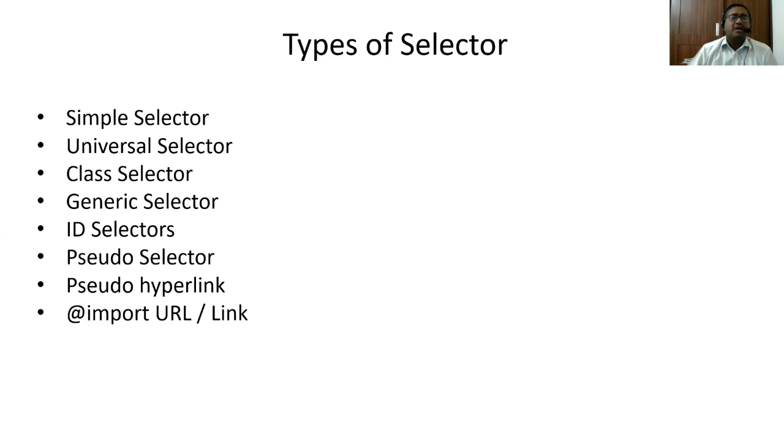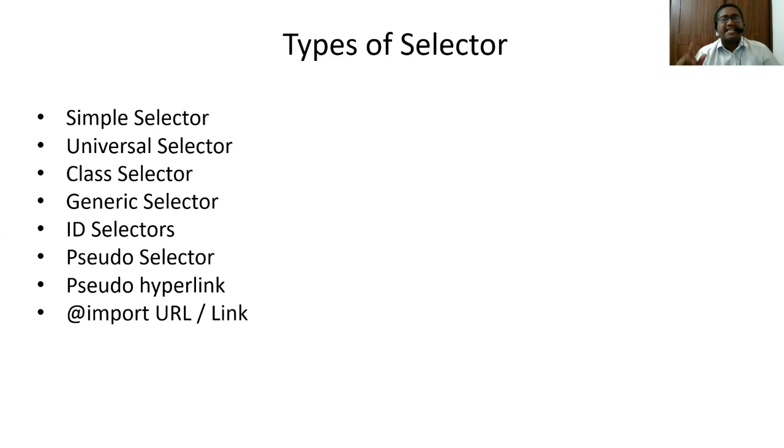Generic means a star, a dot a1. Wherever the class dot a1 is, it will influence it. Generic. And class selector means h1.a1. If h1.a1 is there, then only that particular property applies. For h2.a1, another property will be exhibited. And generic means for all the common tags we will use.